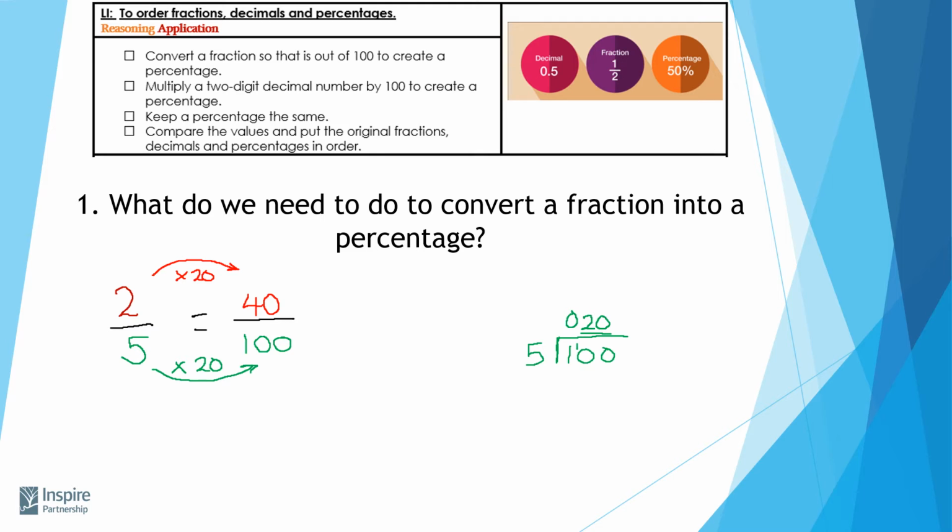How do I now make that my percentage? Well, my numerator at the top here, we just take that number because remember we said percentage last week means out of 100, and here my fraction is showing 40 out of 100. So I need to take that numerator and I put it in front of a percentage sign and I've got 40%.